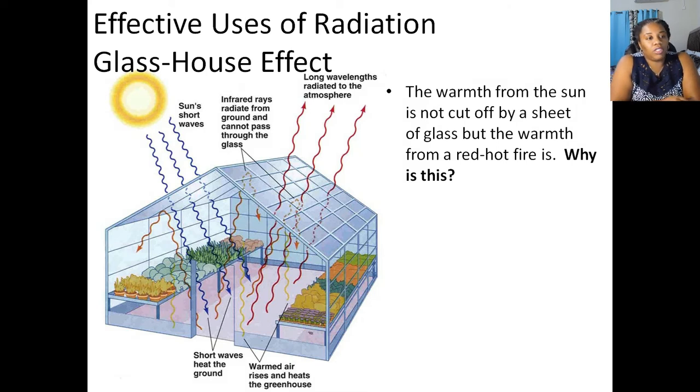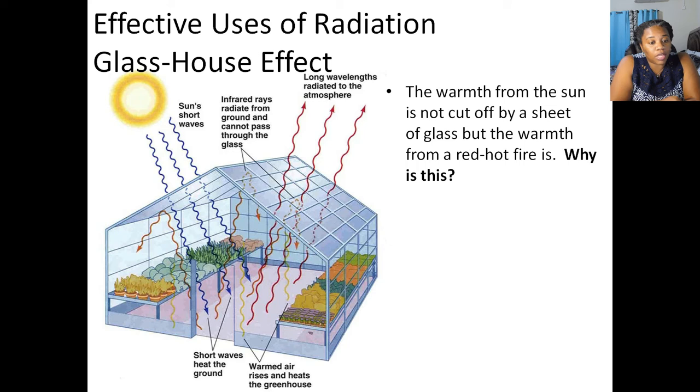Effective uses of radiation. Here we have the glass house effect. When the sun shines, we have some rays, electromagnetic waves, leaving the sun and entering the glass house. The heat is then absorbed by the soil and the plants and everything that's inside. The heat that enters the ground are short waves.